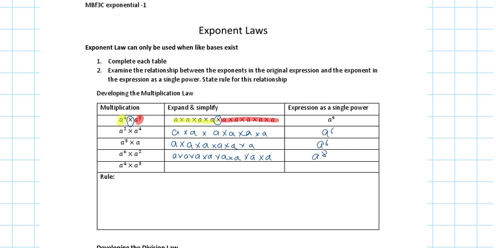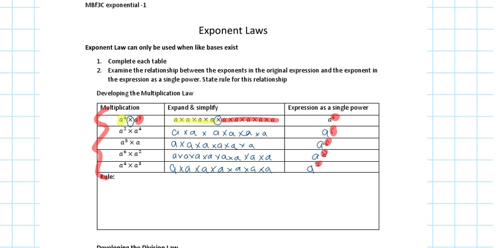Then for the next one, I have a times a times a times a, and then I have 3 a's. So that's altogether a to the power of 7. Can you find a relation between the final answer, the expression as a single power, and the multiplication? Can you find a relation between the exponents right here and what we started with?